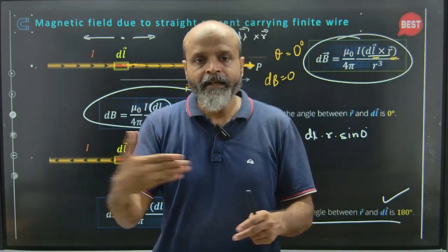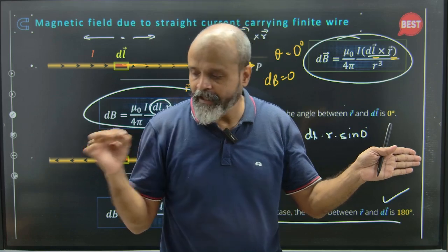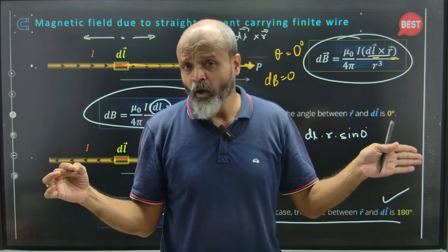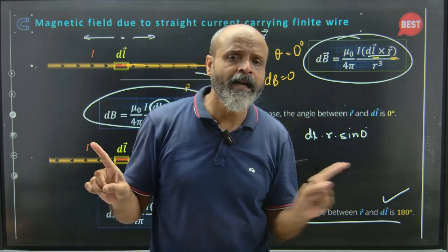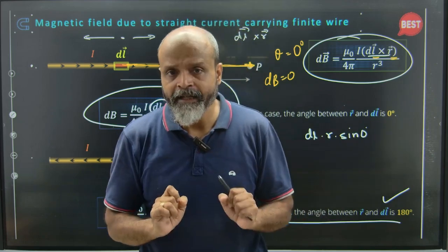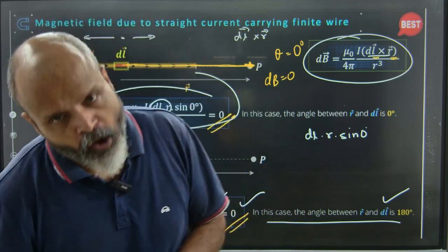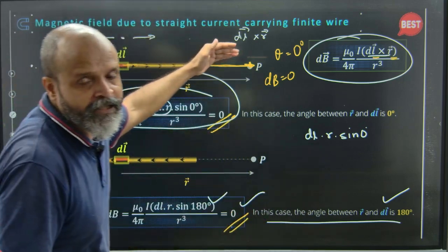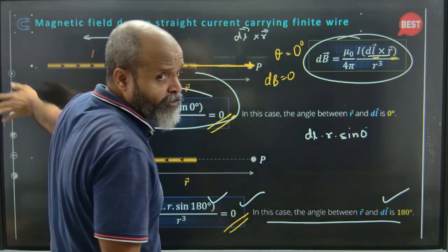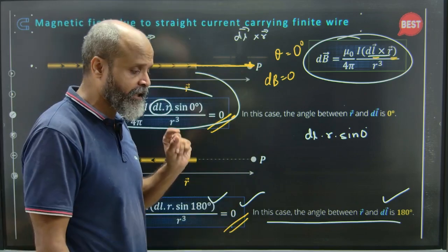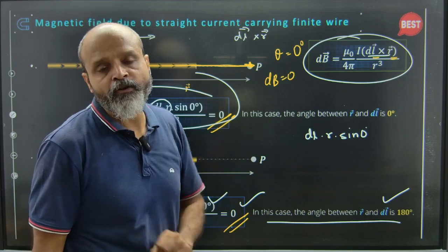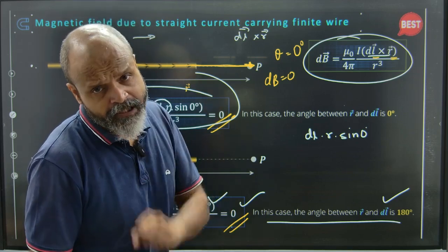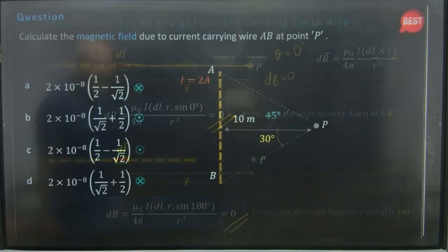If the current that is being carried in the conductor and the point P are in opposite directions, so obviously between R and dl, the angle will be 180. And anyways, sine 180 is also 0. So irrespective of whether the point is on the left or the right side of a current carrying conductor on its axis, what you are going to get as the magnetic field will be 0. Okay. All right, let's move ahead.